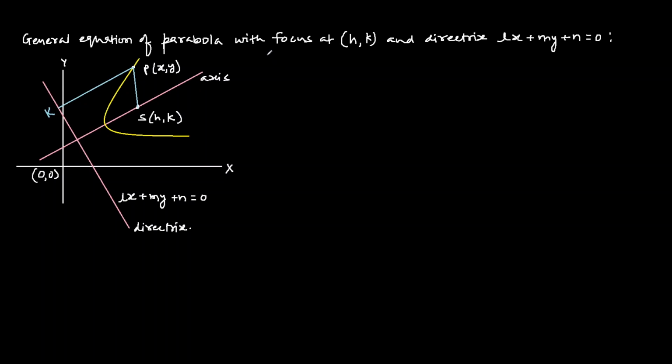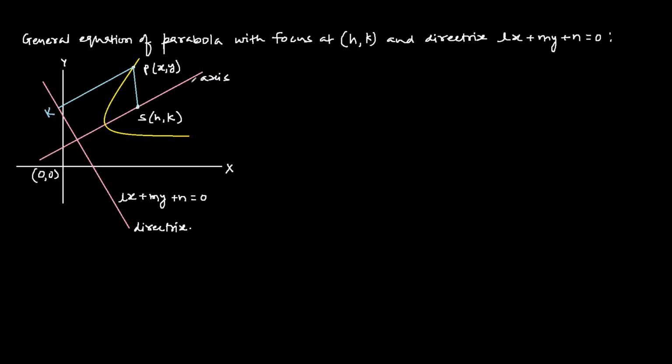General equation of a parabola with focus (h, k) and directrix. The equation of the directrix is lx + my + n = 0. Here is the parabola and its focus is at S, which is (h, k). Any point on this parabola is denoted by P with coordinates (x, y). This is the line called the directrix, and its equation is lx + my + n = 0.